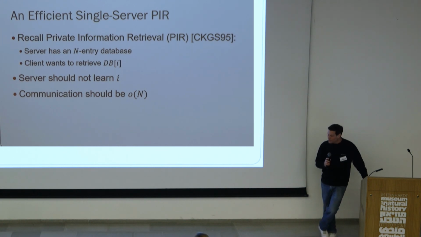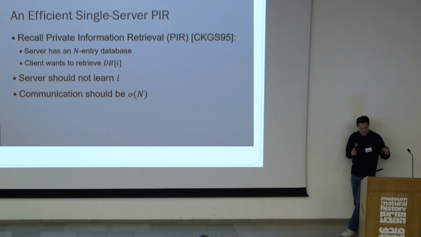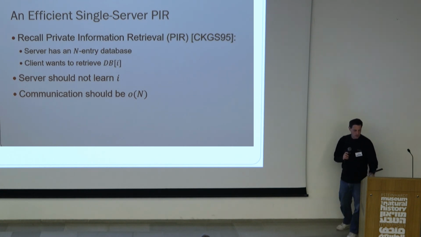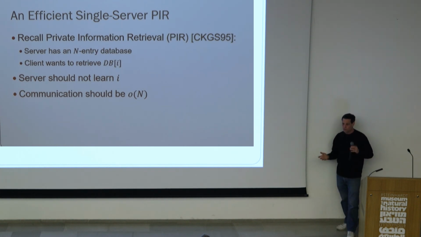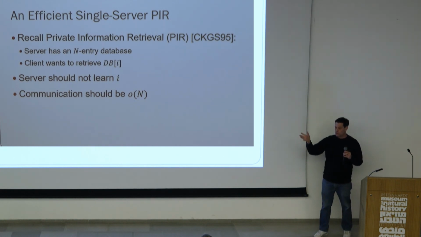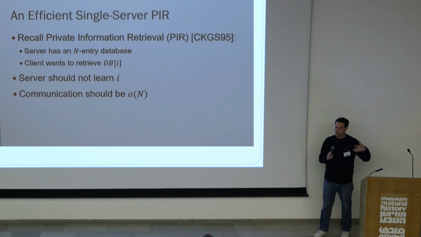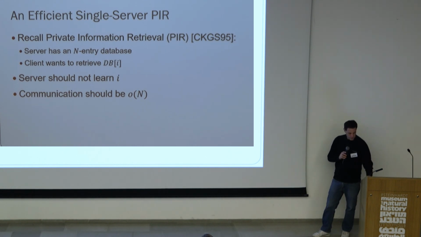Okay, I will talk about it a little bit because I think it's nice, and it's really simple given everything that we did so far. So we want to do private information retrieval, right? There is a client, there is a server. The server has a big database. The client wants to ask for a single entry, doesn't want to tell the server what that entry is, and wants to get the answer. And the communication has to be much smaller than the size of the database.